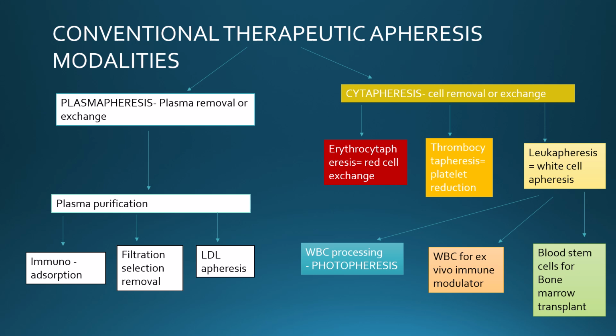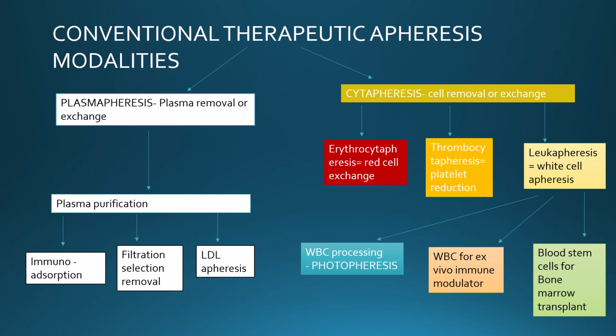Next one is thrombocytopheresis or platelet reduction. Here we remove platelets in cases of extreme thrombocytosis, such as thrombocythemia, to prevent thrombotic events. Another is leukapheresis, that is white cell apheresis. In this we remove the excess or abnormal white blood cells, especially in leukemia with a high WBC count. It helps reduce blood viscosity and complications.